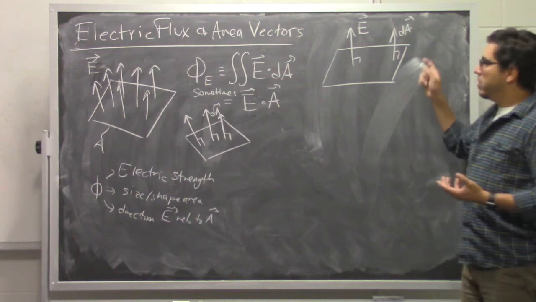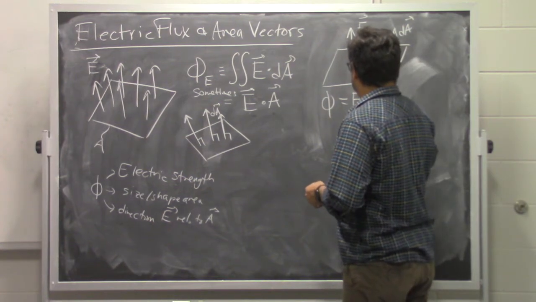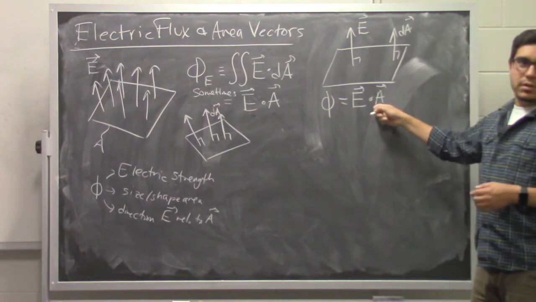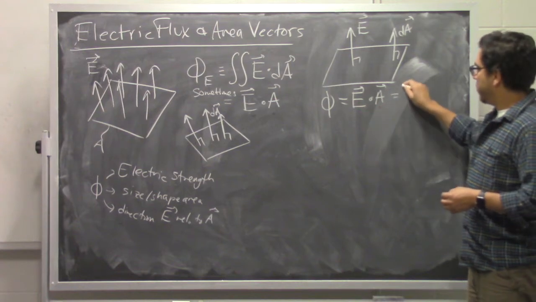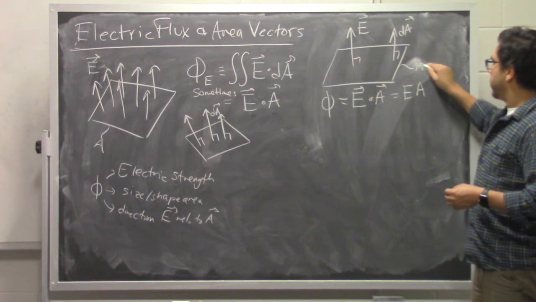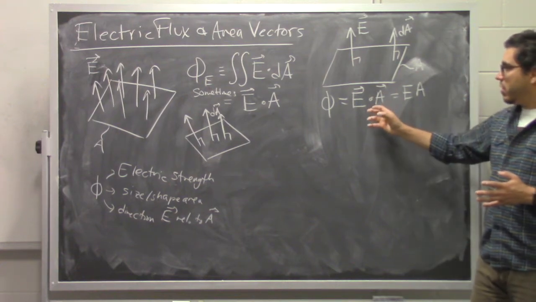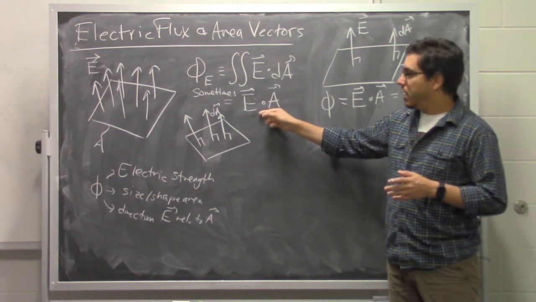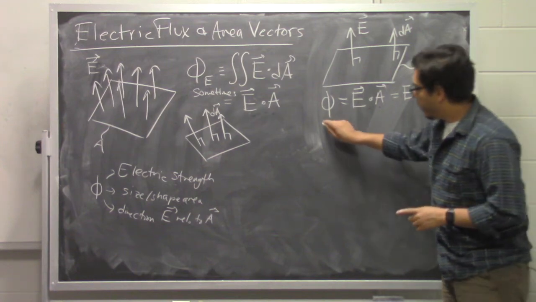In this case, this is the very simple case where the flux is just E dot dA integrated, but because the orientation of the electric field is the same everywhere and its magnitude is the same everywhere, this is really just the magnitude of the electric field times the total area of this shape, right? So that tells you that this is the simplest case. It's the one that applies when E and dA are oriented in the same direction.